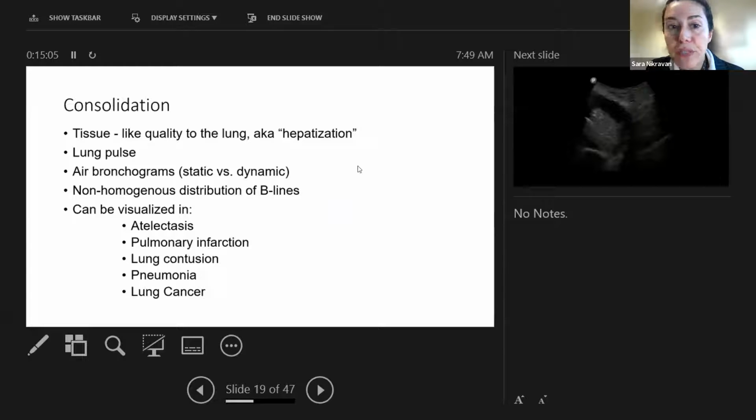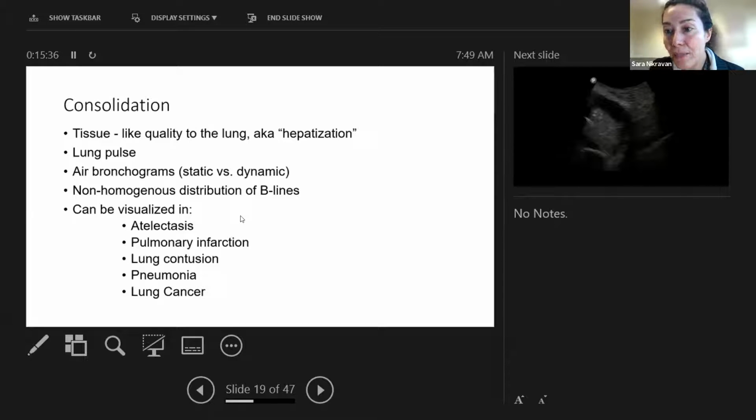We can also use lung ultrasound for evaluations of consolidation. If you see consolidation in lung ultrasound imaging, it almost looks like the lung has turned into tissue. We call it hepatization of the lung. And typically what will happen is when you're evaluating the pleural line, you may see a lung pulse because of a lack of aeration in that area. So the lung can't adequately inflate and deflate over the respiratory cycle.